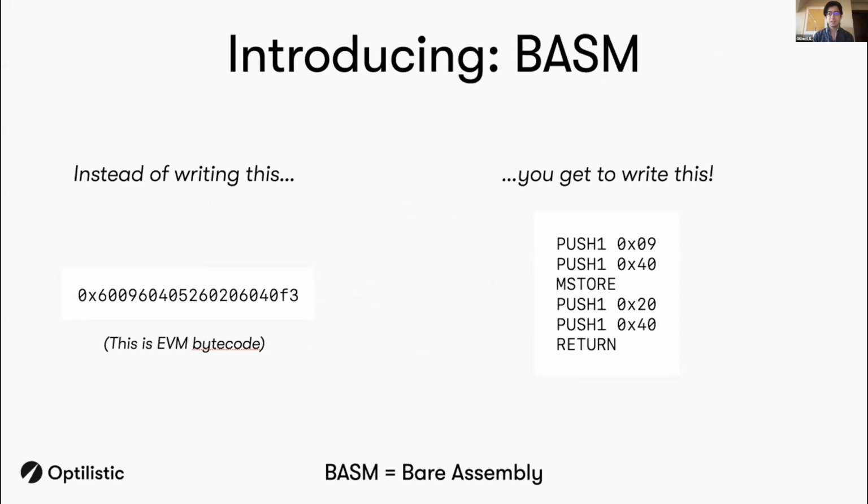Okay, so to start, we're going to look at what I call Basm, which is bare assembly. Basically, we want to be able to write these opcodes without writing the raw bytecode. On the left, you have the bytecode. On the right, we have Basm. We definitely want to write what's on the right. It's pretty straightforward. You don't want to write what's on the left.